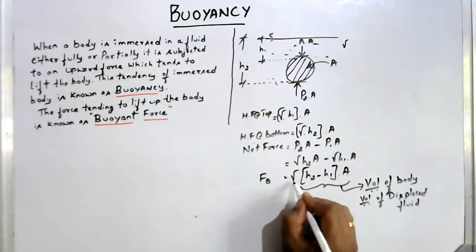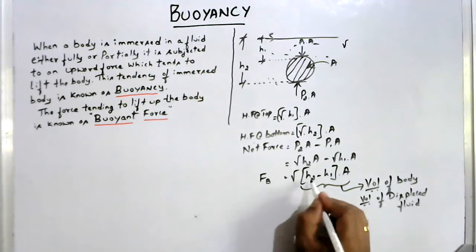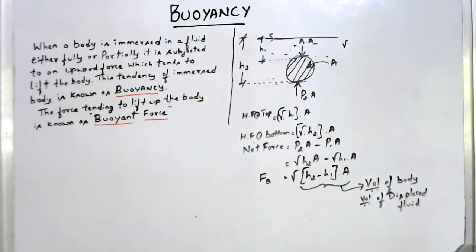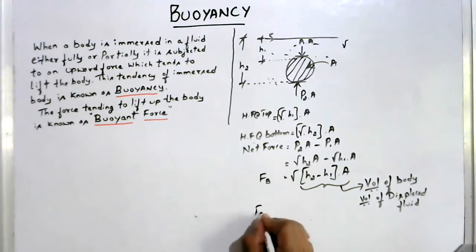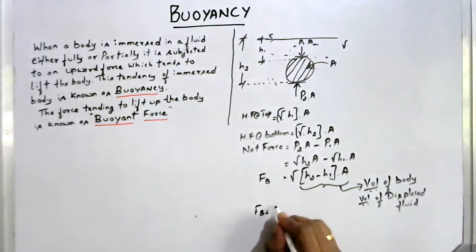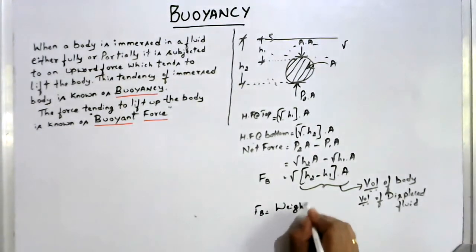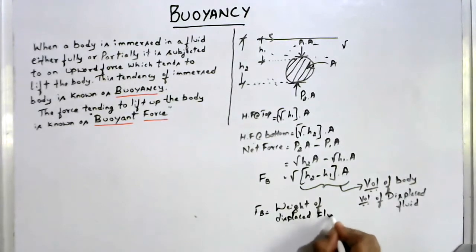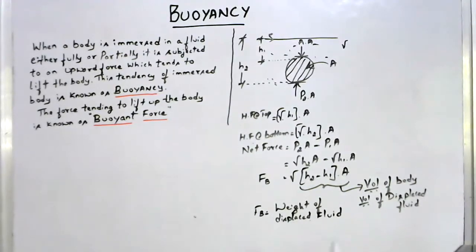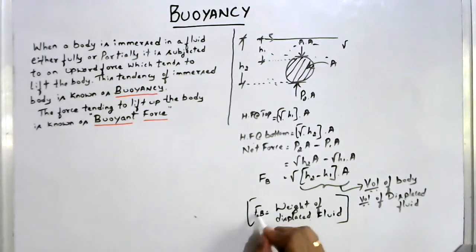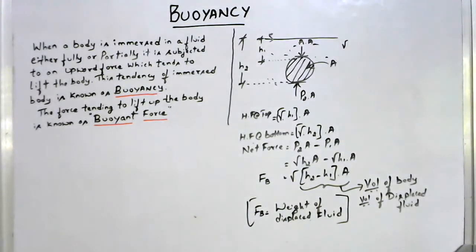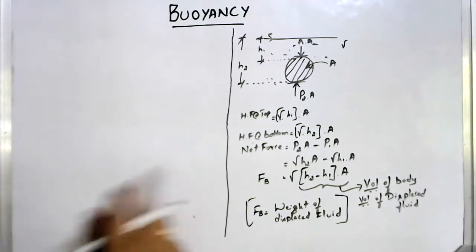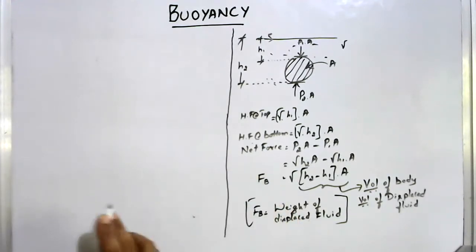So this is your density, that multiplied by volume, you'll get the weight only. Therefore, buoyant force, which is equal to the weight of displaced fluid. Okay, so this is your buoyant force. Buoyant force is nothing but weight of the displaced fluid. This is for a completely immersed body in one fluid.